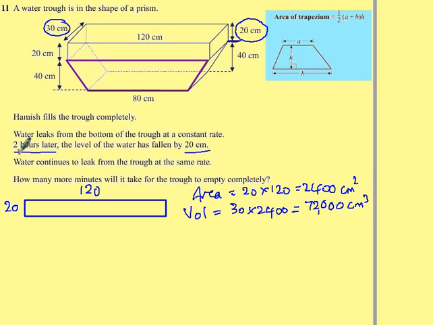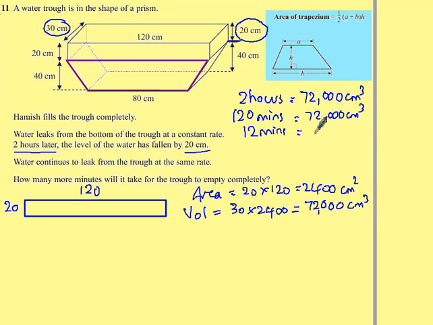Now we're told it takes 2 hours to empty that top section. So in 2 hours we lose 72,000 centimetres cubed. Now the question asks us how many more minutes. So I'm going to change that 2 hours to minutes. So 120 minutes is equal to 72,000 centimetres cubed. So in 12 minutes, dividing by 10, 12 minutes is equal to 7,200. So in 12 minutes we lose 7,200 centimetres cubed.